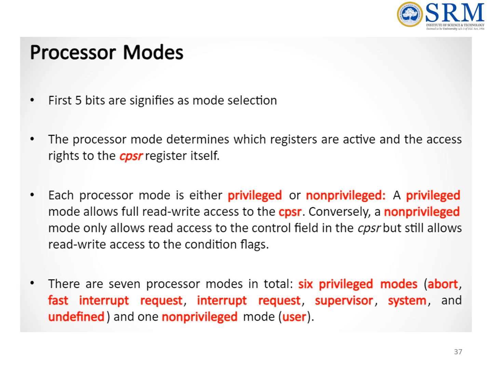Next is processor mode. The first 5 bits signify a mode selection. The processor mode determines which registers are active and the access rights to the CPSR register itself. Each processor mode is either privileged or non-privileged. A privileged mode allows full read-write access. Conversely, a non-privileged mode allows read access to the control field in CPSR, but still allows read-write access to the condition flags. Six privileged modes are there: abort, fast interrupt request, interrupt request, supervisor, system, and undefined.